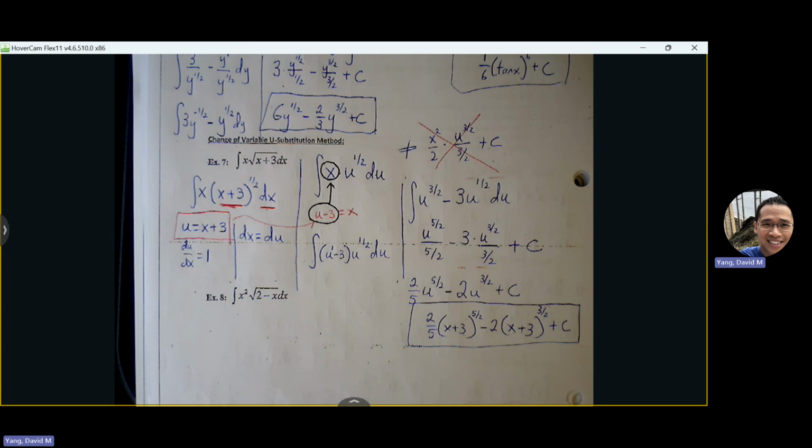All right, let's try example 8, where we have to go through another potential change of variable here.